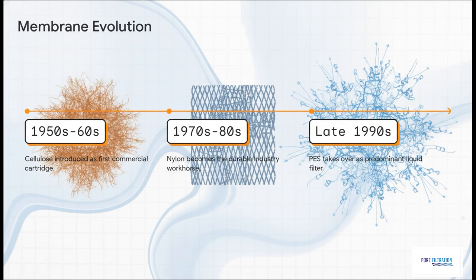So, nylon stepped up as the durable industry workhorse through the 70s and 80s. But then, late 1990s, boom, PES hits the market and basically takes over as the predominant liquid filter because of its high flow rates and ease of manufacturing. Knowing this timeline is a great way to figure out if your plant is secretly bottlenecked just because you're using legacy products that have quote-unquote always been there.